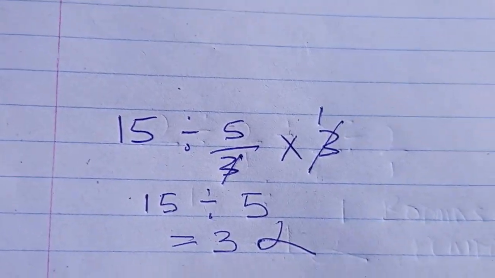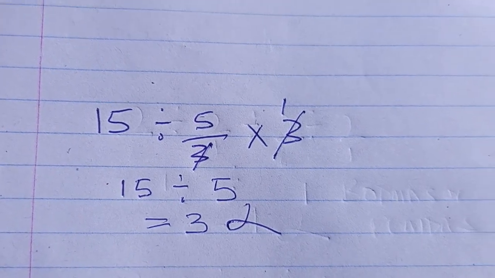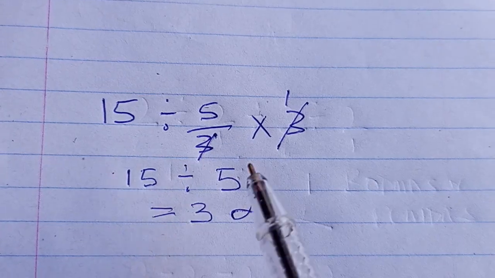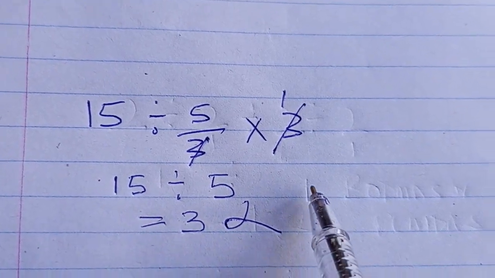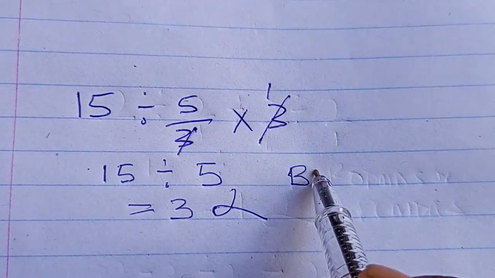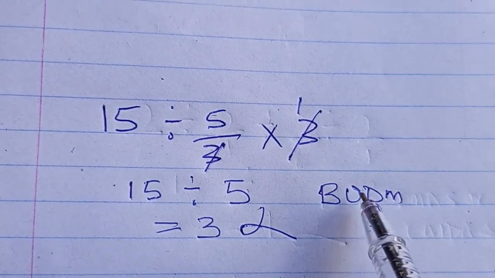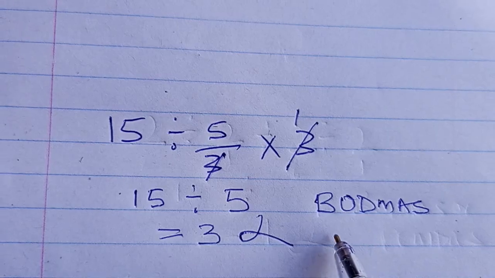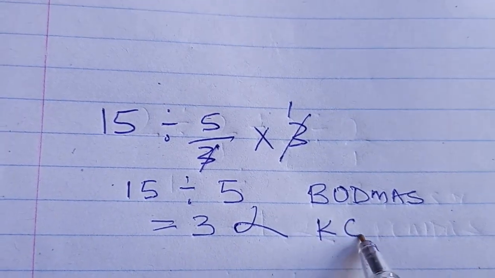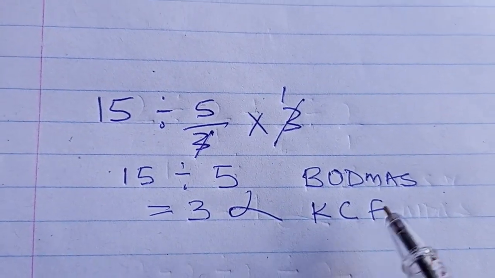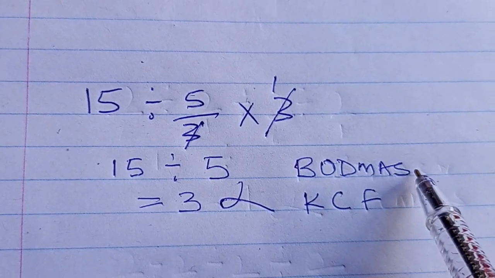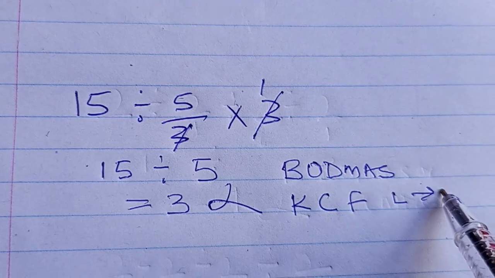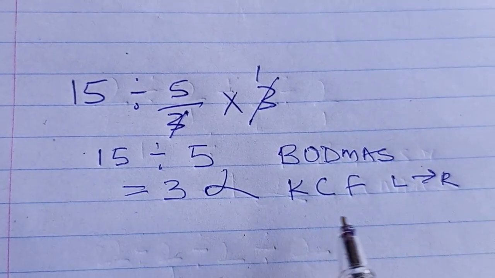But this answer is wrong. The reason why this answer is wrong is because we have an order to solve this, and the order is called the order of operation. Now, if we follow our BODMAS order of operation, and we have the KCF rule, sorry, we have the KCF rule. Our BODMAS order of operation is from left to right. So we are solving this from left to right.